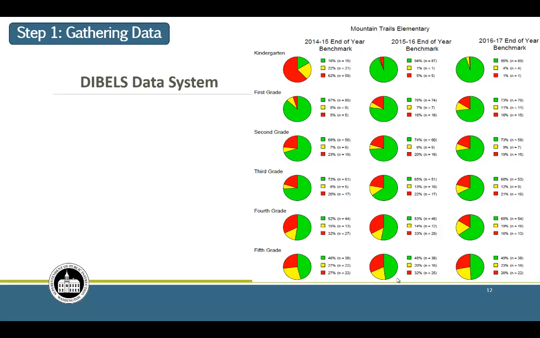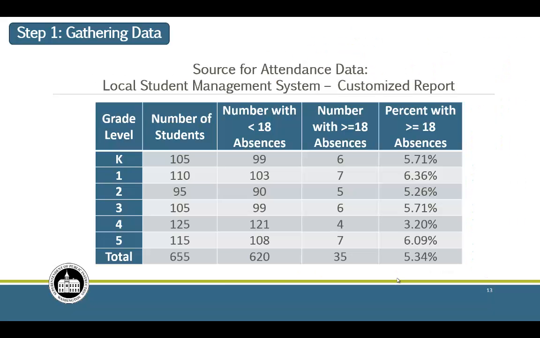We used our district student management system for attendance data to create the table shown on this slide. The district student management system allows us to customize our reports and target the type of attendance data we're interested in reviewing. For 2016-17, our attendance goal was to decrease the number of students with 18 or more absences, either excused or unexcused, during the school year by 20%.